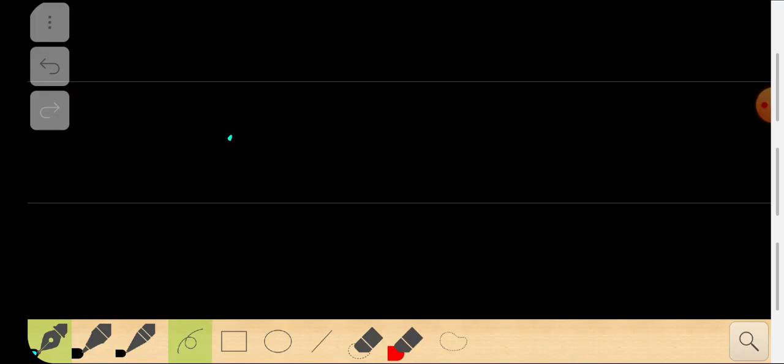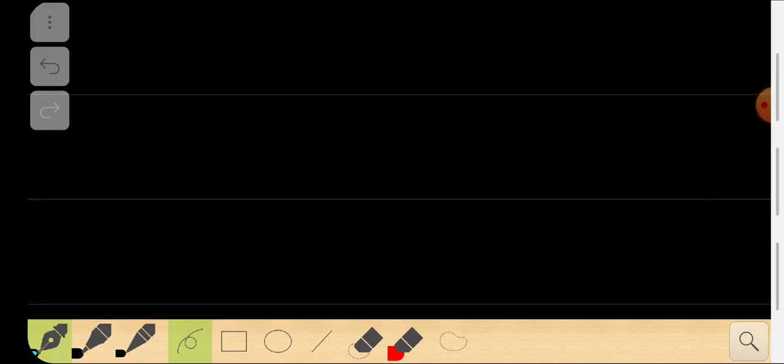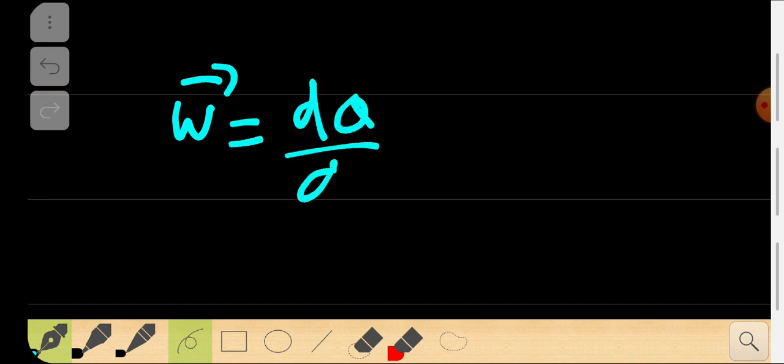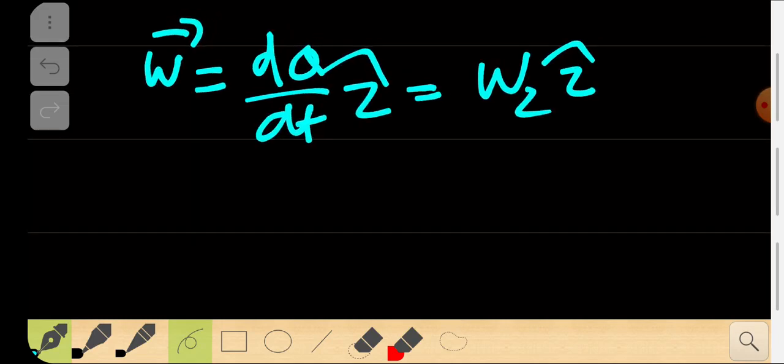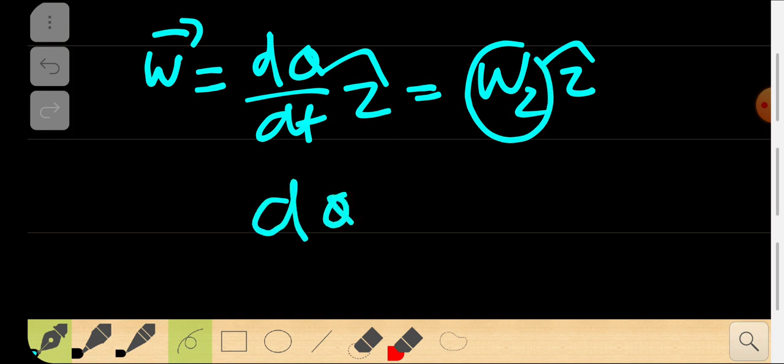So always use a right-handed coordinate system, which is the recommended way of doing problems. Now you can write down that omega will be equal to d theta by dt in the z cap direction. So you can write down that it is some magnitude omega c in the z cap direction, where omega c will be the magnitude of d theta by dt.